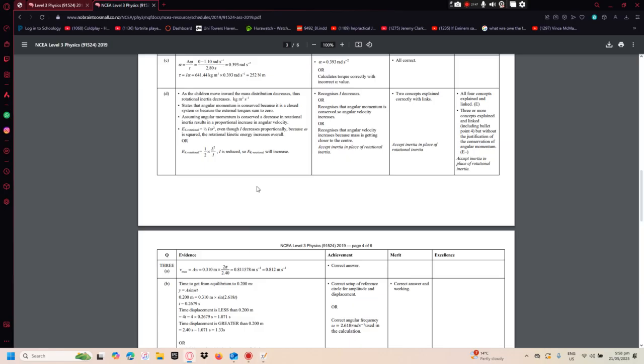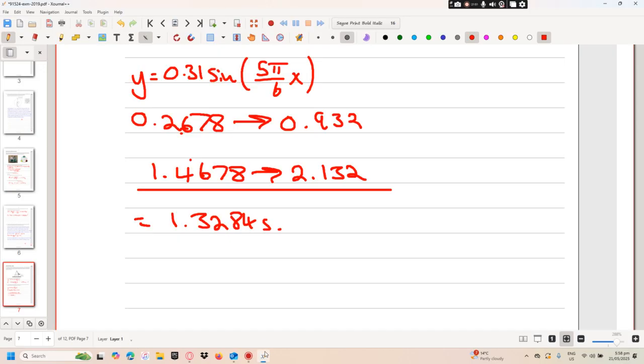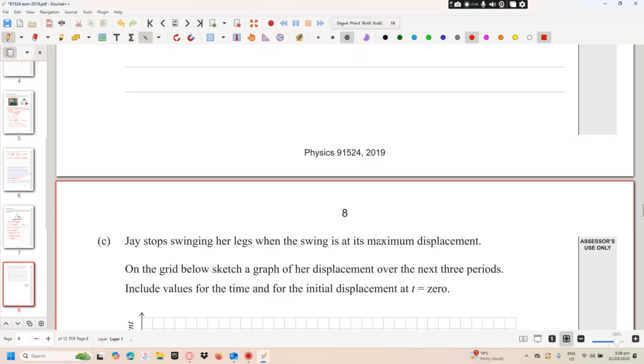And okay, surely we haven't solved. 1.33 seconds. So what do I have? Yeah, that's close enough. That's 1.33. W, let's go.